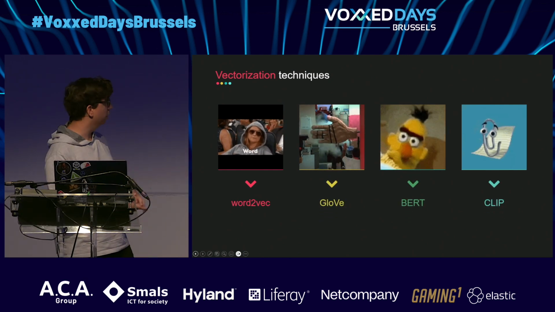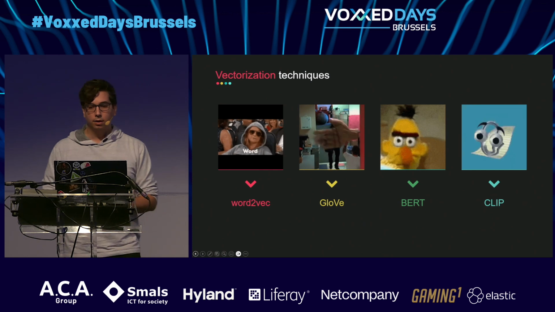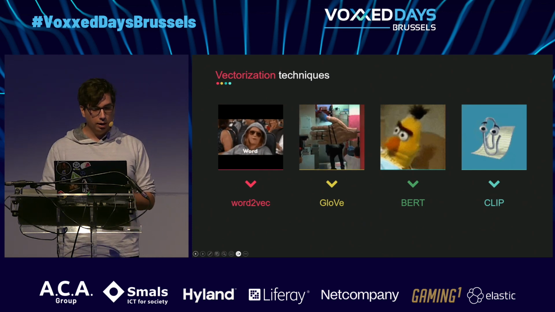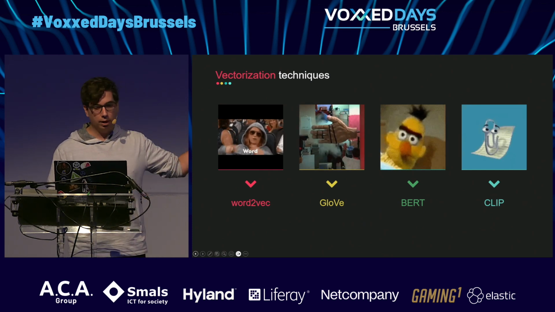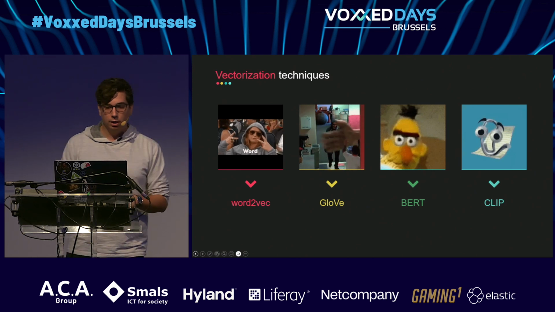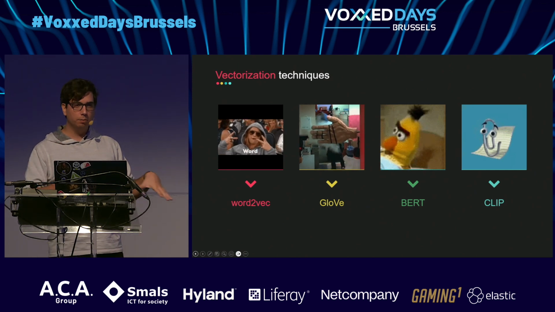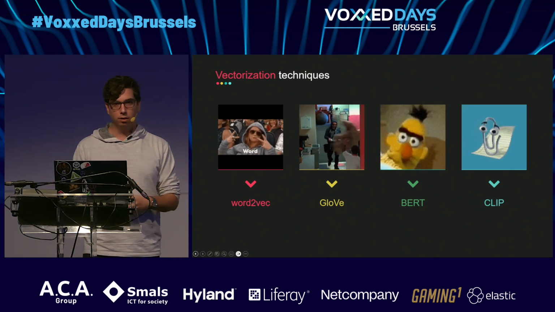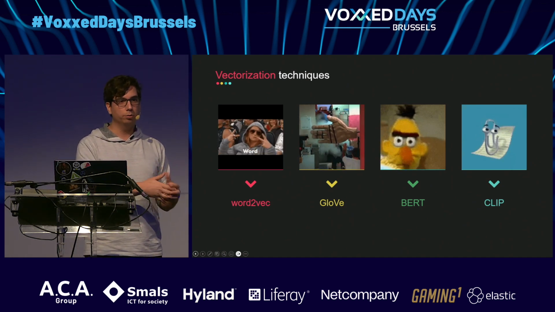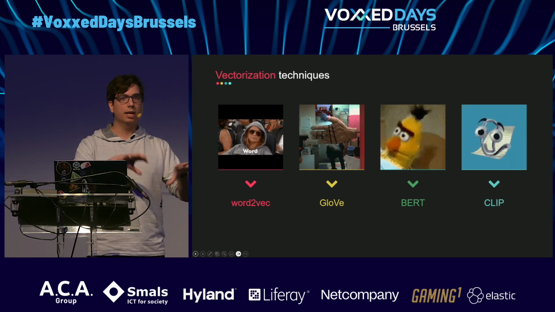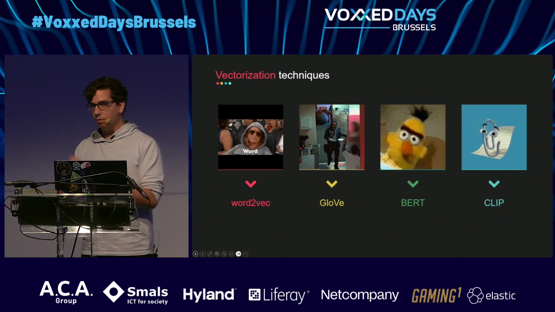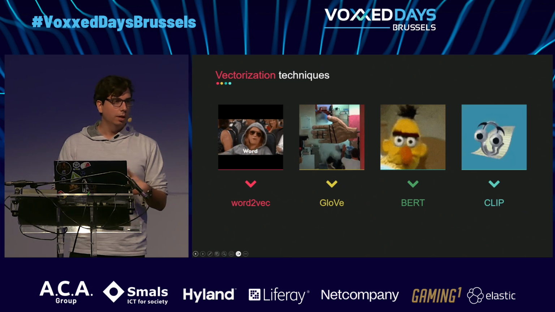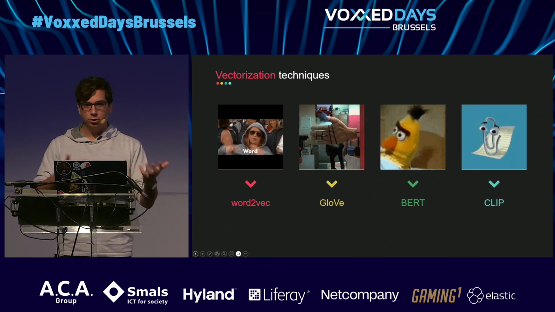There are a lot of vectorization techniques out there. Some of them are, well, the first one was word2vec, released by Google. A couple of years later, GloVe. And this had a really big problem. The problem these embedding models had is they didn't understand context. So a word with different meanings in different contexts still had the same vector representation. And that made it really hard to build applications on top of it because you were never sure of the context.